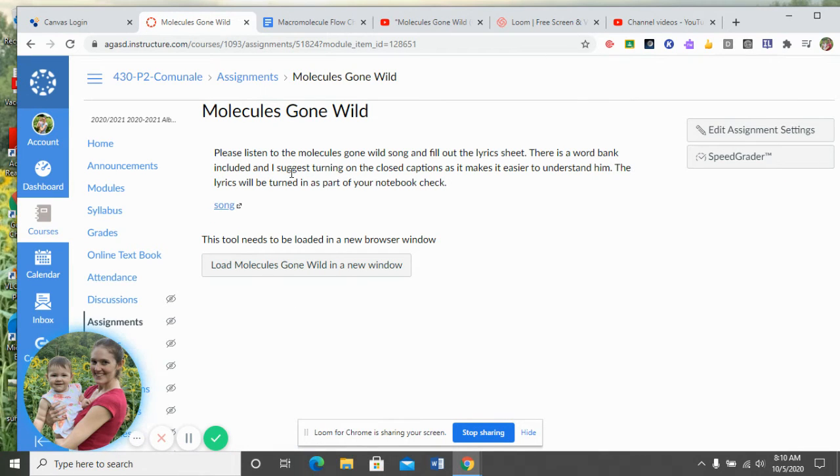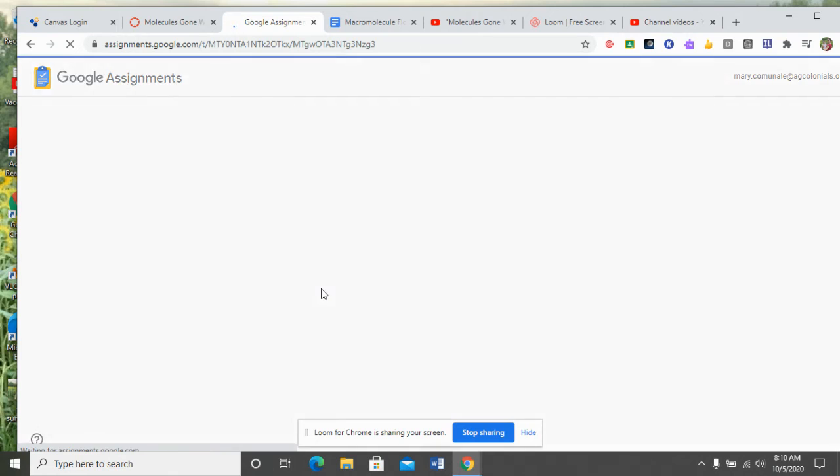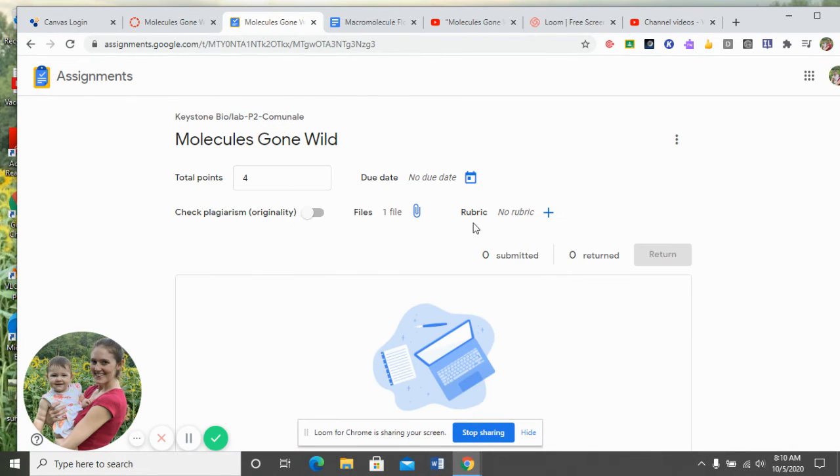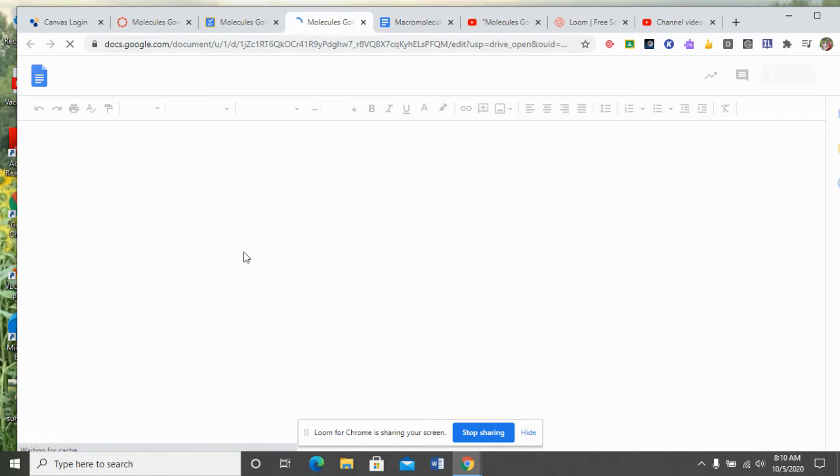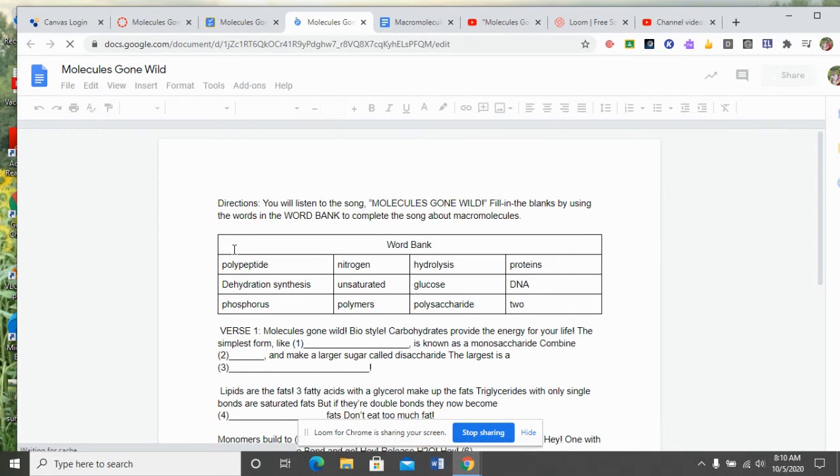You're going to be listening to a song and filling out the lyric sheet. So there's a word bank included, and I would definitely suggest turning on the closed captions to make it easier to understand him. He does kind of go fast, and if you have the words up on the screen, it makes it a lot easier than just trying to listen to what he's saying. These words are a little bit kooky and crazy, so that can be very confusing. You're not used to hearing things like that either. I have it opening up in its own window for you, so hopefully that works.